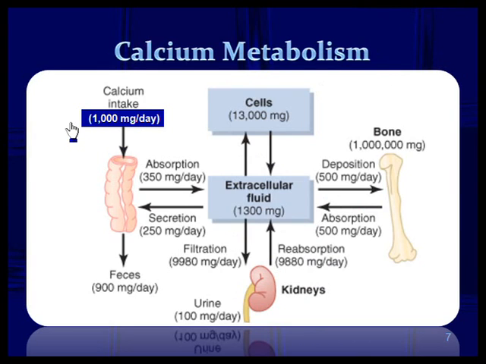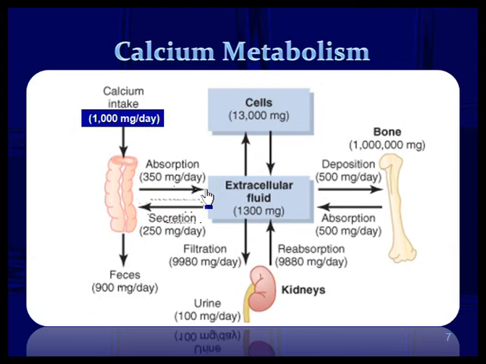Look carefully at this diagram. Normally we have a calcium intake of about 1000 milligrams, or 1 gram, of calcium through our GI tract. This enters the gut, and of which 900 milligrams is excreted in the feces. Only 100 milligrams is absorbed in the net. That means 350 milligrams of calcium is absorbed and 250 milligrams of calcium is secreted into the gut. So the net absorption is 100 milligrams from this 1000, and 900 being excreted.